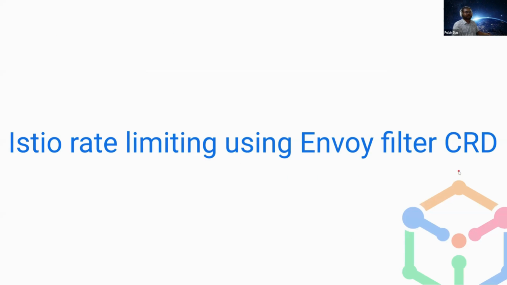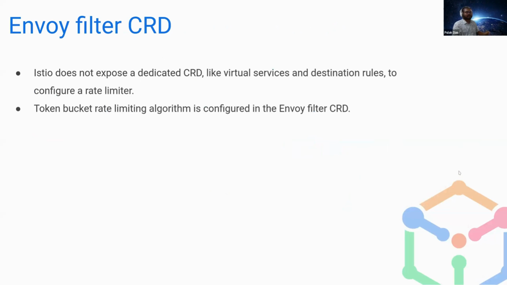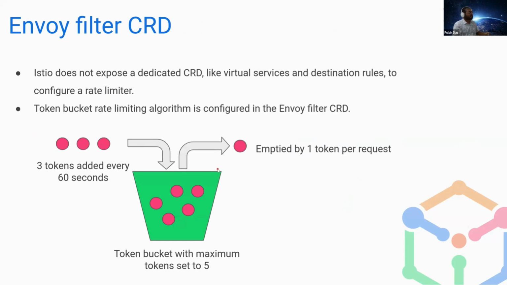So now we'll move on to the Istio side of things. How do you implement this using the EnvoyFilter CRD? Unfortunately, Istio itself does not provide you a simple way to configure rate limiting from the existing Istio CRDs. So you cannot use your virtual services or destination rules to configure the rate limiter. Instead, we'll use an EnvoyFilter CRD. So we'll modify the Envoy configuration in the Istio proxy, and we'll configure the rate limiting there itself.